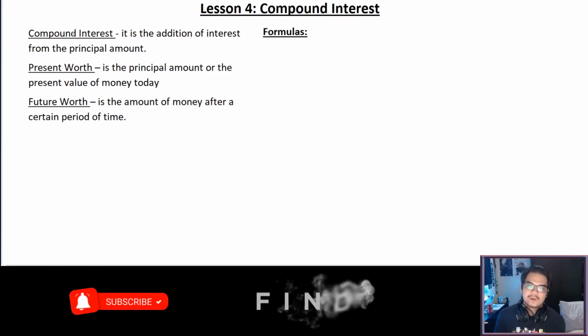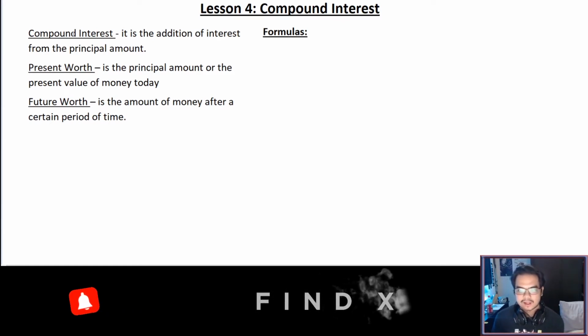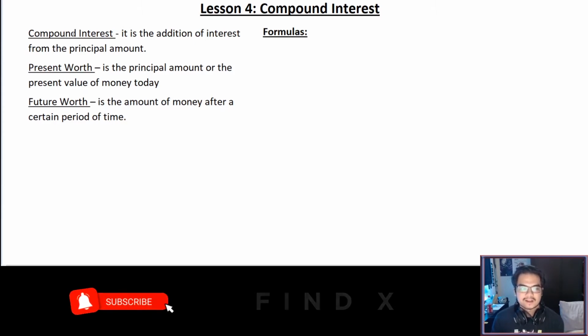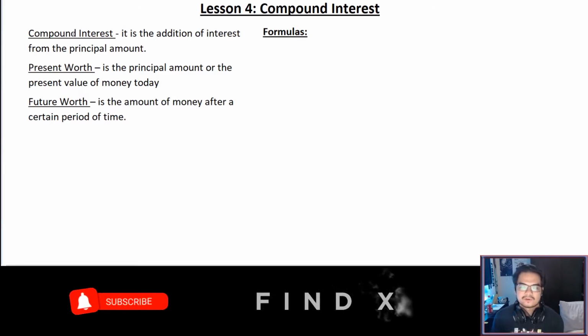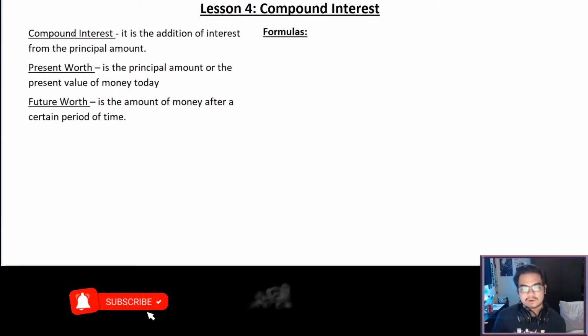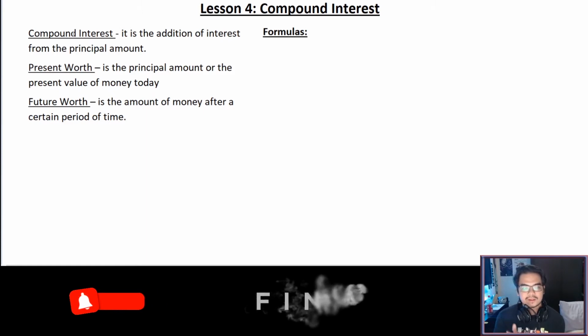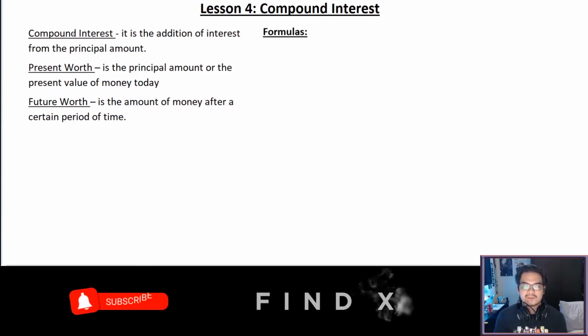For example, we have a principal amount of 3,000, and over time it will accumulate interest, so it will grow larger and larger, or increase in value. Let's say 3,000, then after a certain period of time, it will become 4,000 or 5,000. So it is the interest on the principal amount.